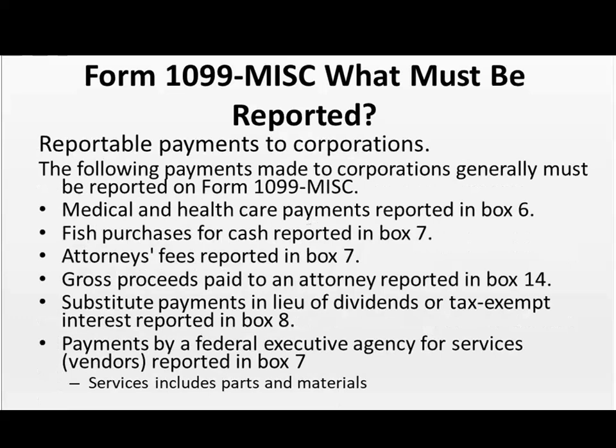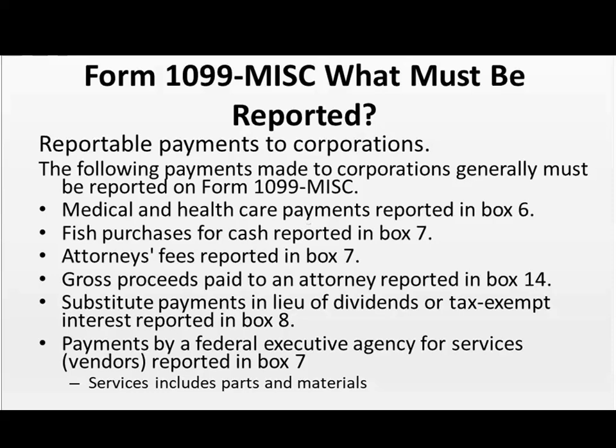Okay, what must be reported? The following payments made to corporations must be reported on a 1099-MISC. So you've got medical and healthcare payments reported in Box 6. Fish purchases for cash reported in Box 7. Box 7 is for non-employee compensation. This is typically a chef or a restaurant locally going down to the dock and buying fish right off of the boat. And so those need to be reported in Box 7.